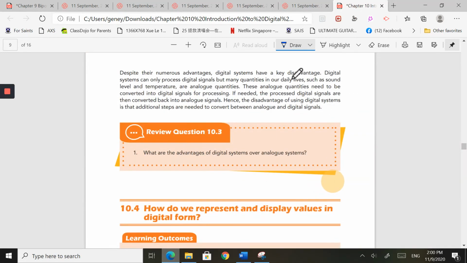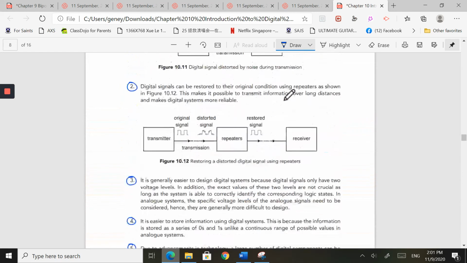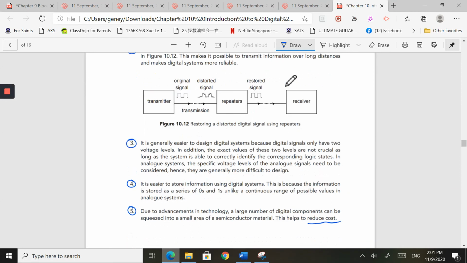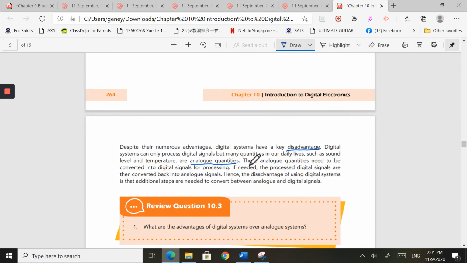However, they do have disadvantages. It can only process digital signals, but many quantities in our lives, like I said earlier, are analog quantities. So you need to convert these analog into digital, and then for us to hear it or see it or feel it, you need to convert it back from digital to analog. So there is an additional conversion process, but I feel it's worth it. Just a quick one: remember all five advantages, and remember the disadvantage.